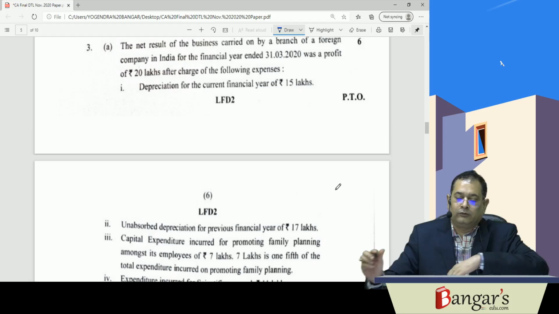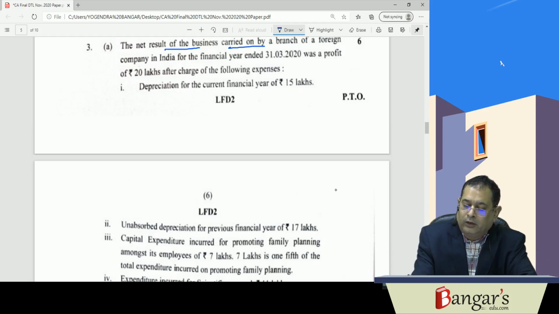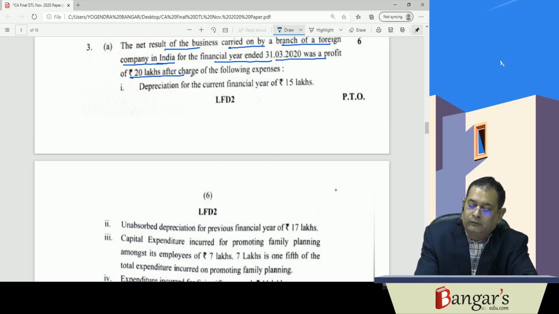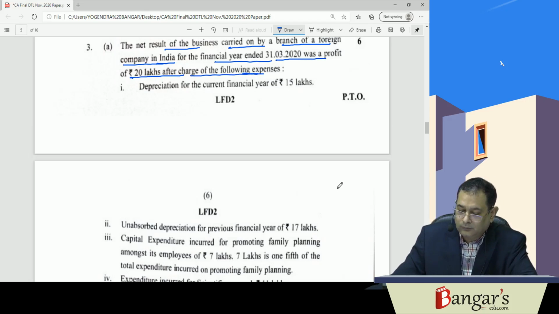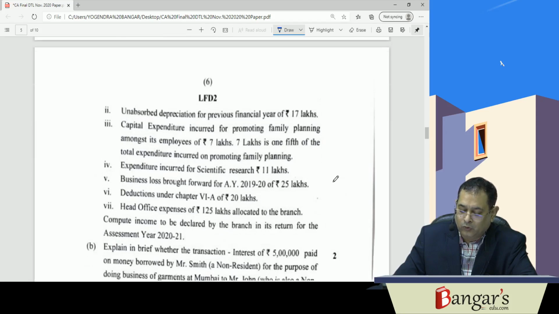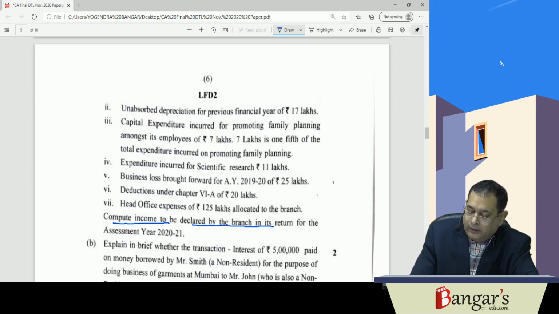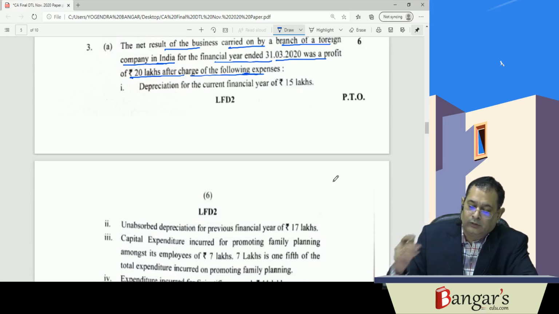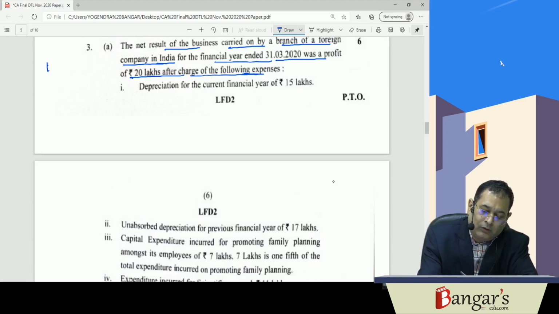Now the next question is: the net result of a business carried on by a branch of a foreign company in India for the financial year ending 31/3/20 was a profit of 20 lakhs after charging the following. This is the information provided, and the question is how to compute the income to be declared by the branch in the return for the assessment year 2021. This is in relation to deduction in respect of HO expenditure. Provisions of section 44C get attracted here.